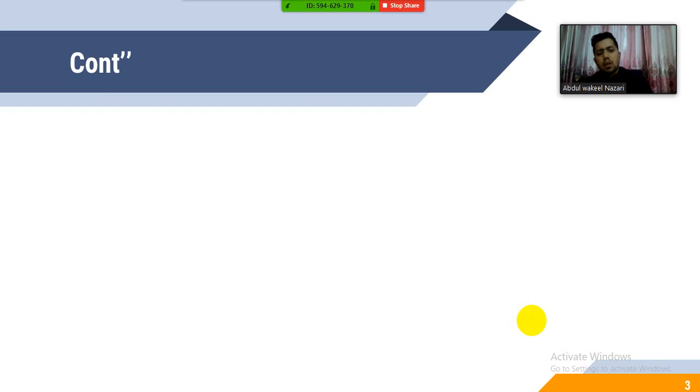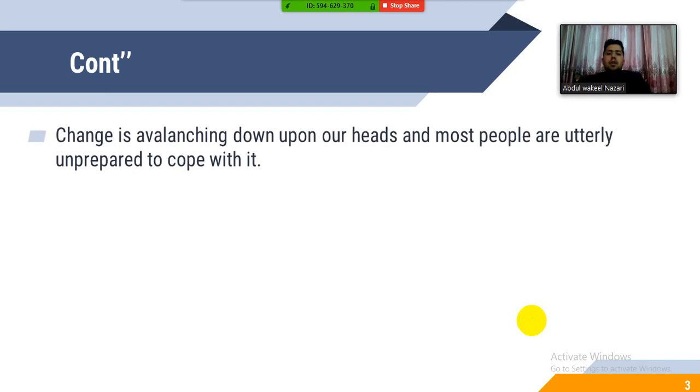Change comes down like an avalanche, and most people are unprepared to cope with it. Changes are coming suddenly. They never tell you that they're coming. The market is changing suddenly. Global changes come suddenly. Change never comes with a sound announcing that it is coming.